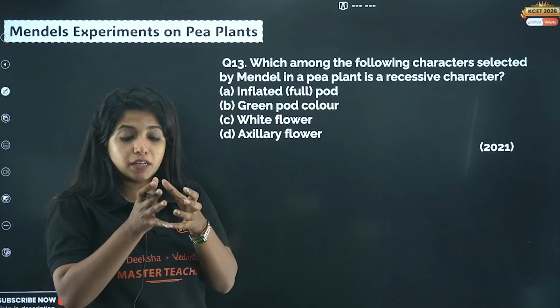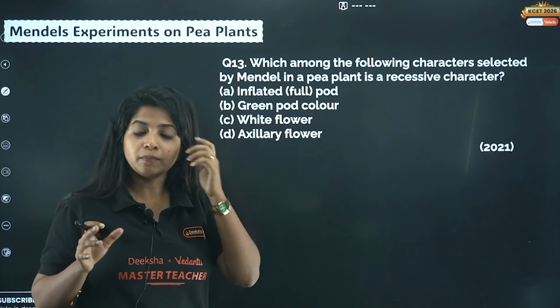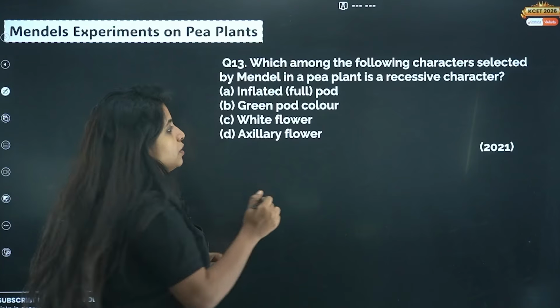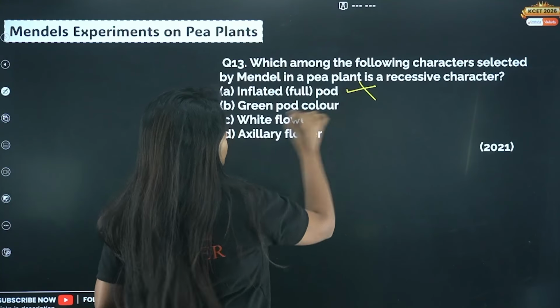Inflated pod. Inflated means the pod is full. So pod inflated is the dominant and recessive is constricted. They are dried. So this is a dominant trait. So I'll make a cut.